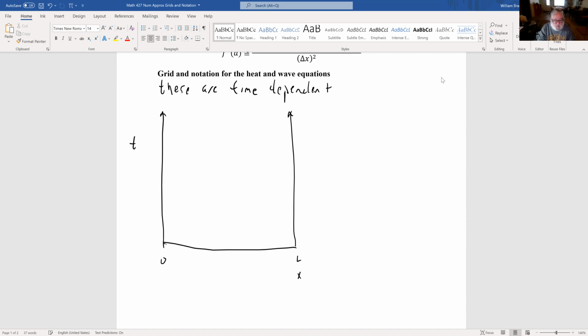So in the heat equation, we imagine we have a bar of length L, and we want to know what's the heat inside of it. In the wave equation, we think we have a string of length L tied down at 0 and L, and we want to know if we start it in motion, what happens to it.